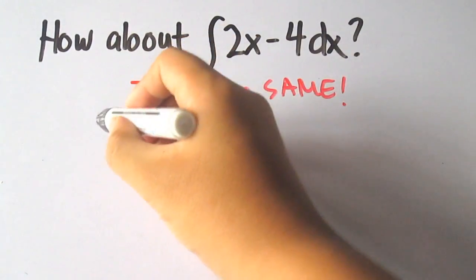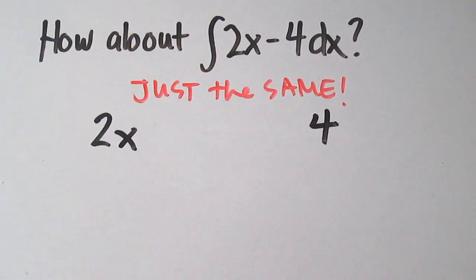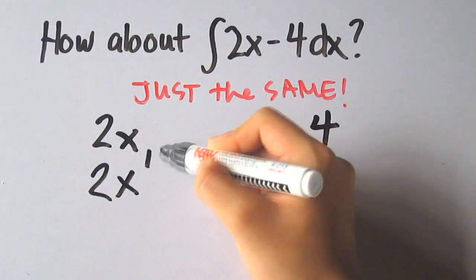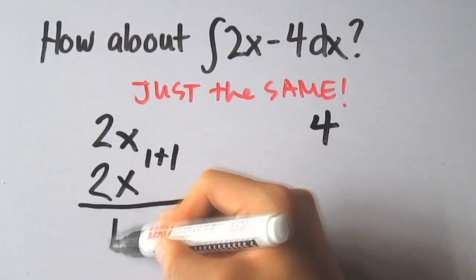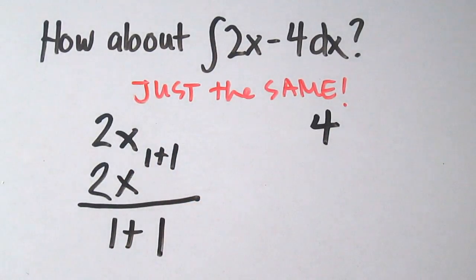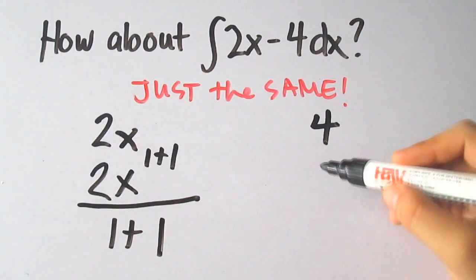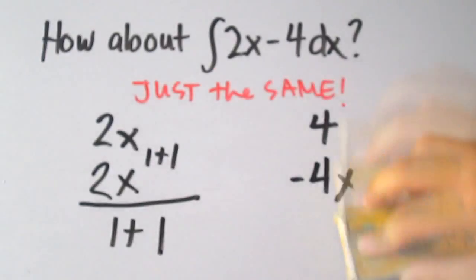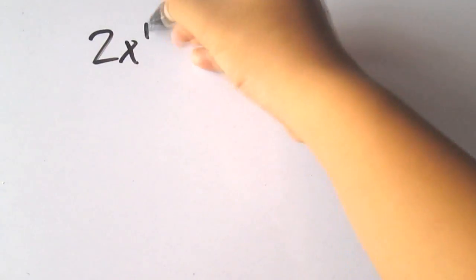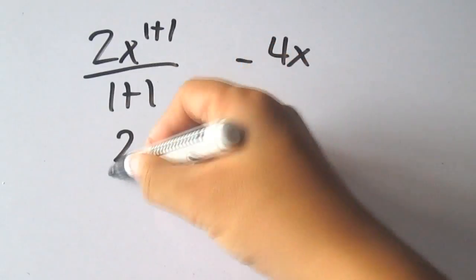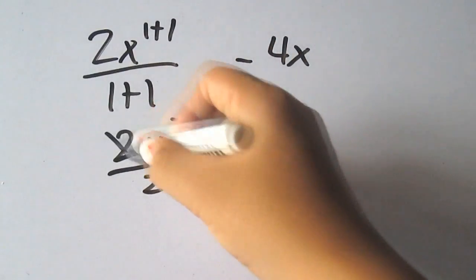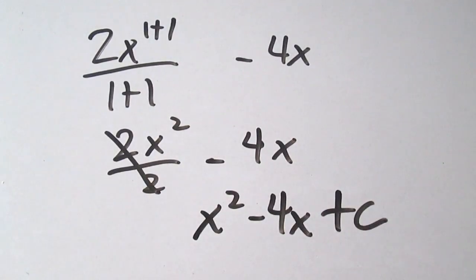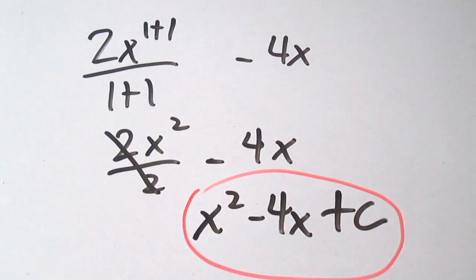We solve for the integrals of the terms separately, 2x and 4. With 2x, we move out 2 and then apply the power rule. This becomes 2x raised to 1 plus 1 over 1 plus 1. And with 4, we just add x. Combining and simplifying, we get 2x squared over 2 minus 4x. The 2's can be cancelled, so the final answer is x squared minus 4x, and don't forget the plus c.